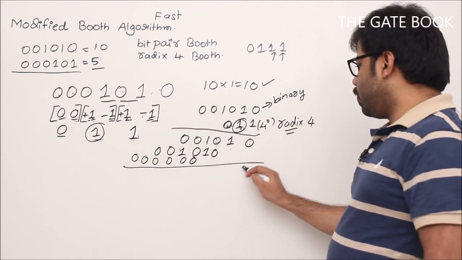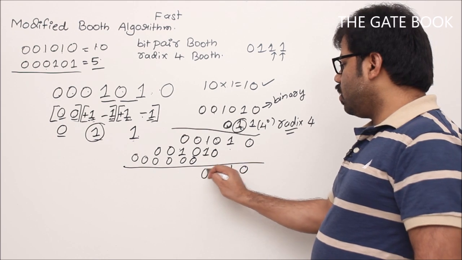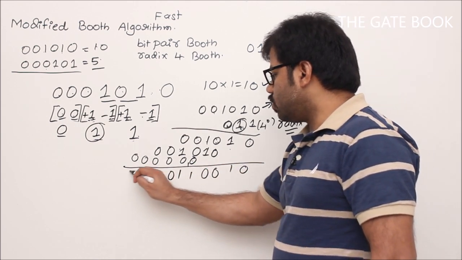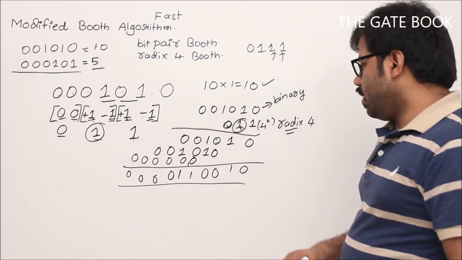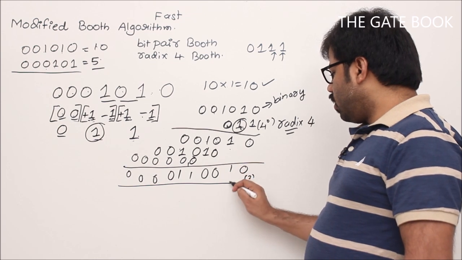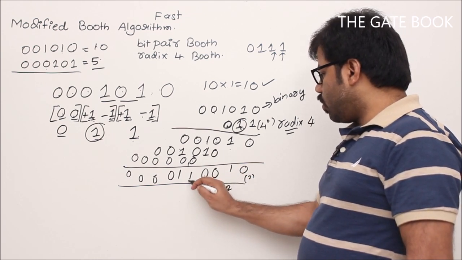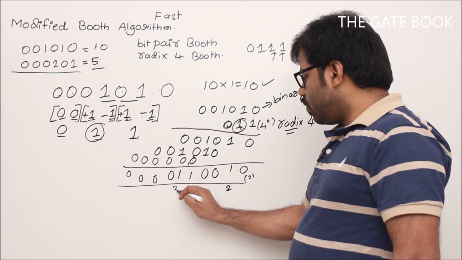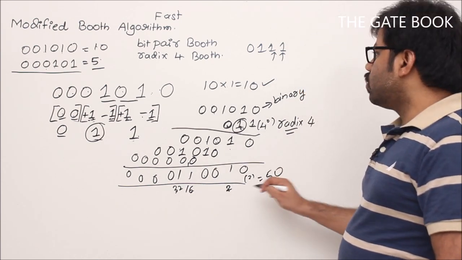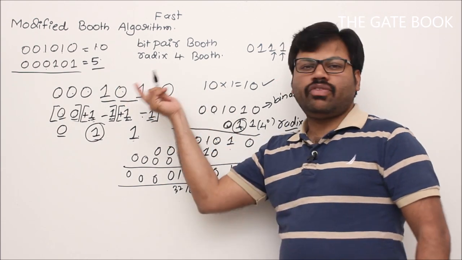Now add them. 0 1 0, 1 plus 1 0 1. So 1 0 0 0 0. Now we got a binary number again. It's base 2 actually. So see the value: 2 power 0, 2 power 1, 2 square, 2 cube, 2 power 4, 2 power 5. 32 plus 16, 48. 48 plus 2, 50. Perfect. So 10 5 is a 50.